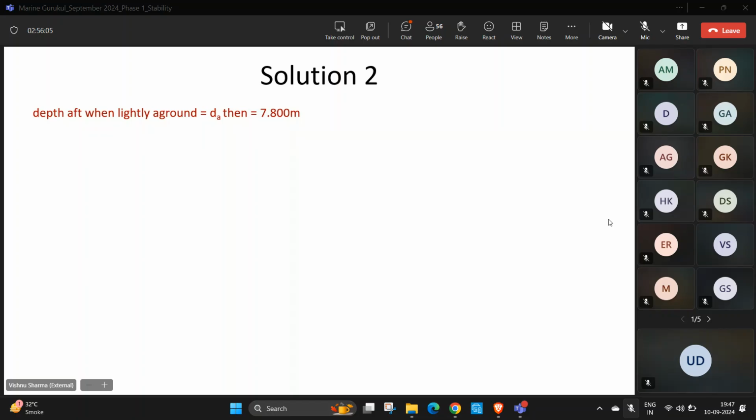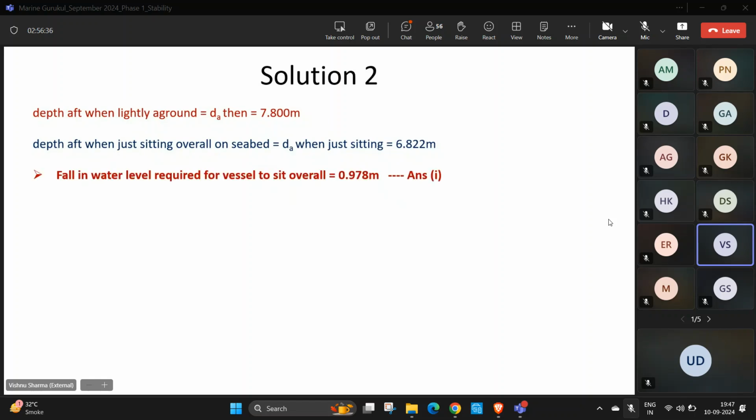Depth aft when lightly aground is equal to the draft aft at that time, and that was 7.8 meters. It was the first diagram, the upper diagram, when light grounding. The depth aft and the draft aft when she just sits overall is 6.822 meters. It was X in the lower diagram, which we have just calculated. And I am sure you know that the fall in level required to sit overall is the difference between these two, that is 0.978 meters.